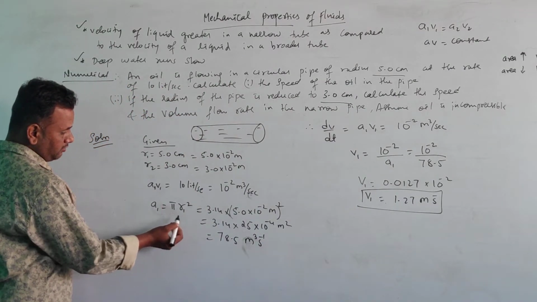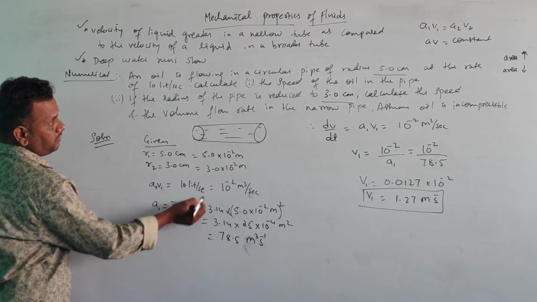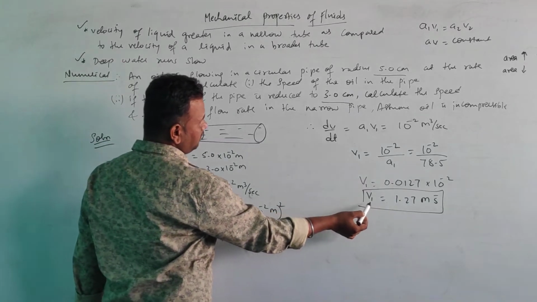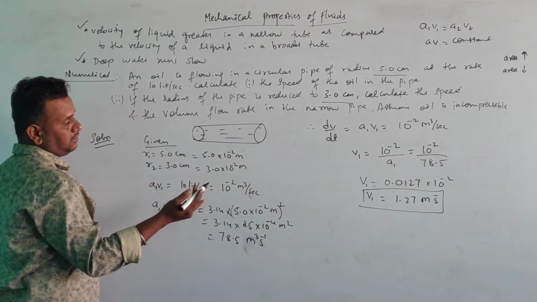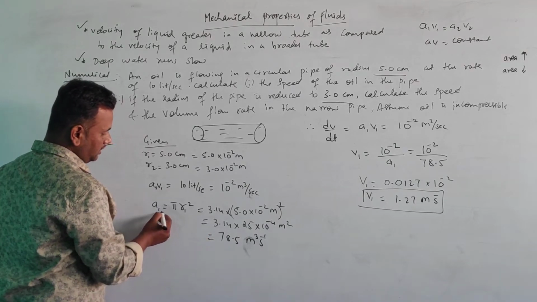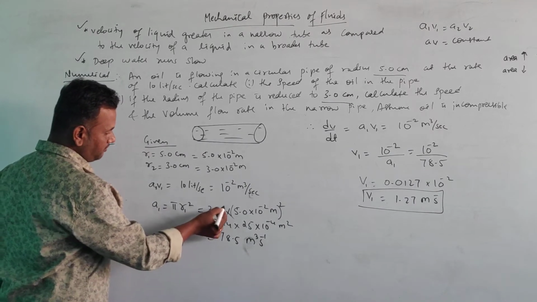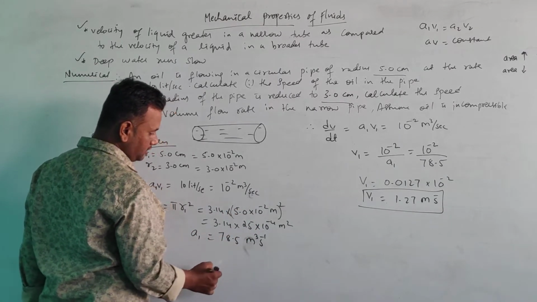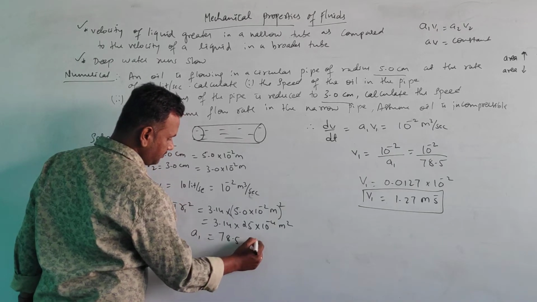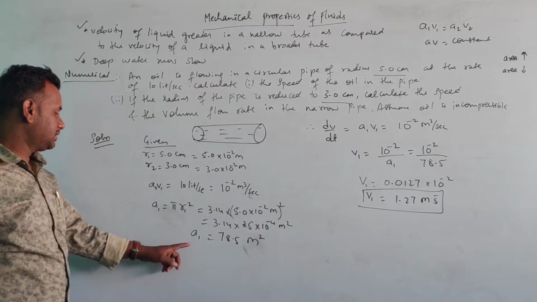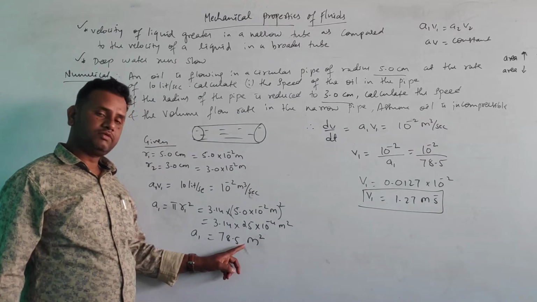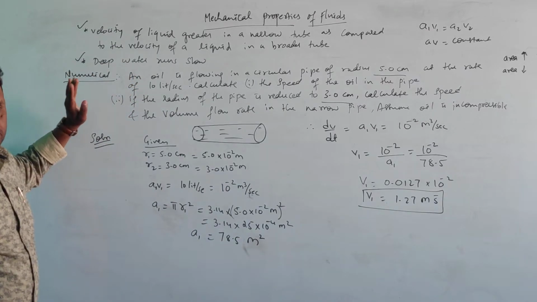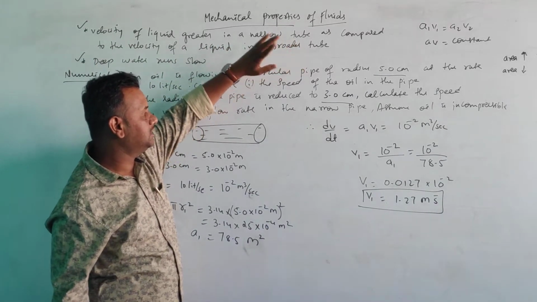Here the area A1 is equal to πR1². For the first radius, 5 centimeter, you will be getting the speed of the oil in the pipe as 1.27 meter per second, and A1 is 78.5 meter square. So this is the solution for the first question, that is, the speed of the oil in the pipe.